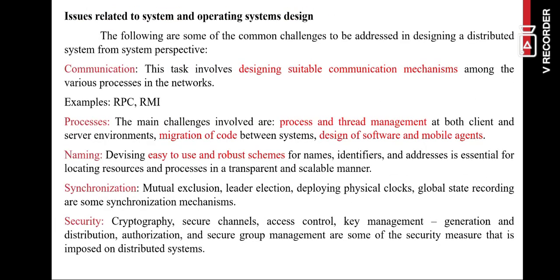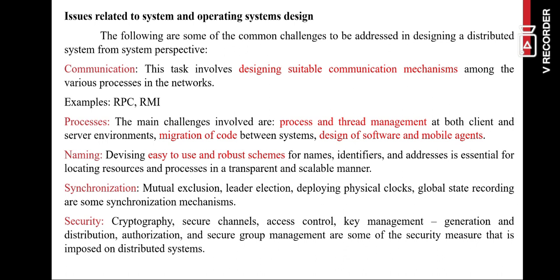So the first one is communication. This task involves how to design a suitable communication mechanism. Since in distributed system we have multiple processes, the multiple computers are connected with one another. So we need to communicate from one system to another system to perform a particular job. So how to design a suitable communication mechanism? It is the primary challenge in distributed system. We have so many communication mechanisms like RPC, RMI, etc.